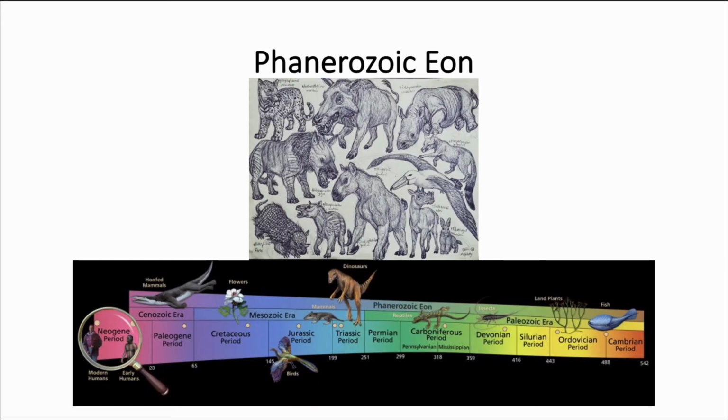So the Phanerozoic Eon is divided into 3 different eras. We have the Paleozoic, Mesozoic, and the Cenozoic era. And within the Paleozoic, we start off with the Cambrian explosion. This is when we see the sudden increase of animal diversity taking place in the water.